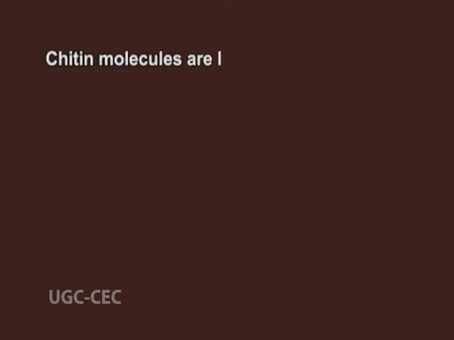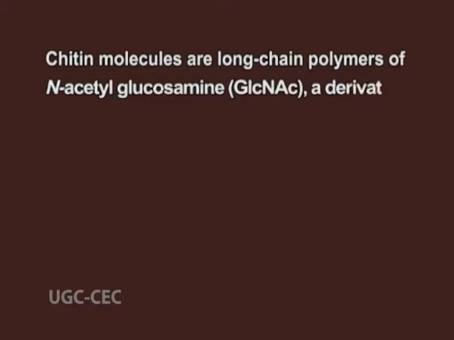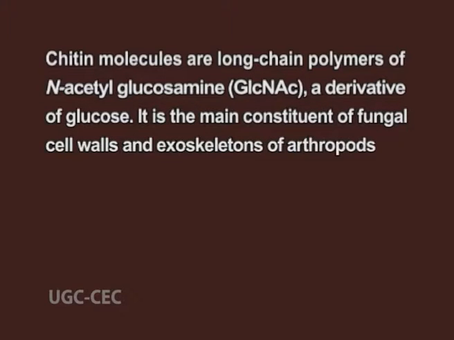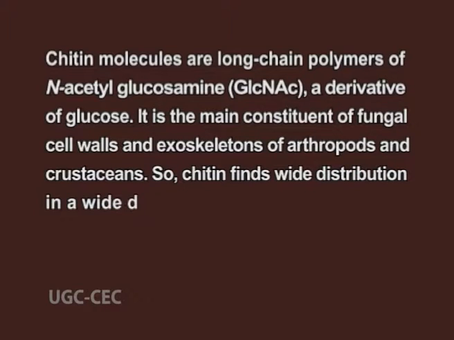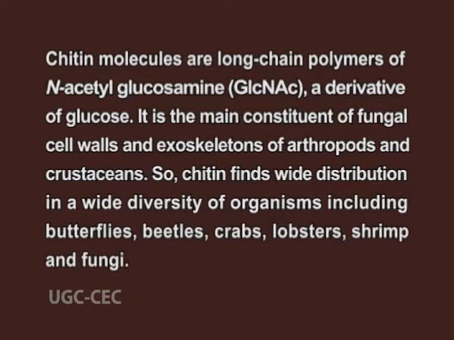Chitin molecules are long chain polymers of N-acetyl glucosamine, that is GlcNAc, a derivative of glucose. It is a main constituent of fungal cell walls and exoskeletons of arthropods and crustaceans. So, chitin finds wide distribution in a wide diversity of organisms, including butterflies, beetles, crabs, lobsters, shrimp and fungi.